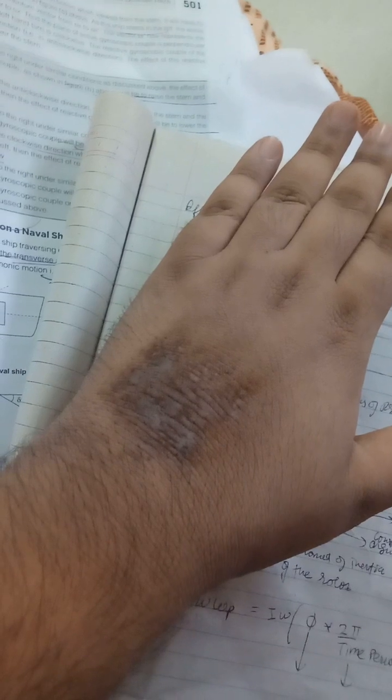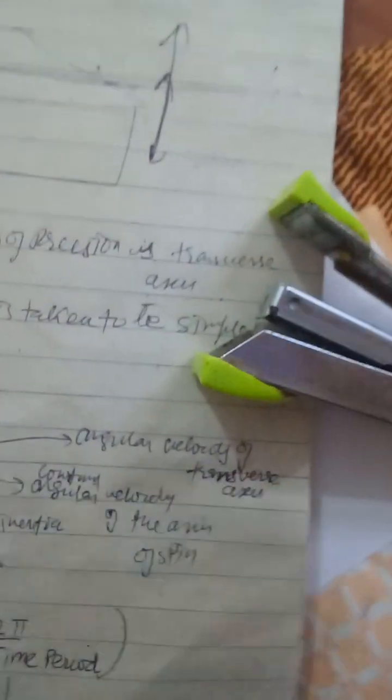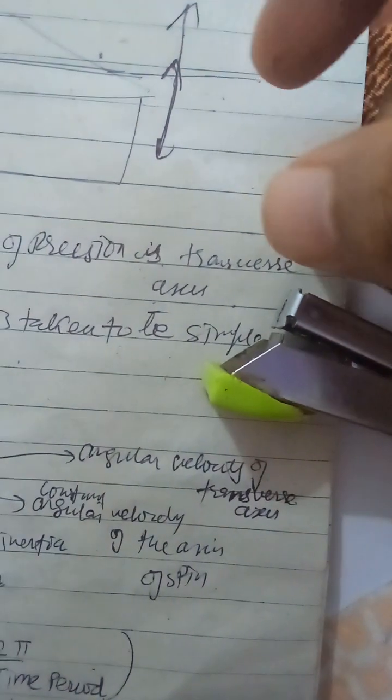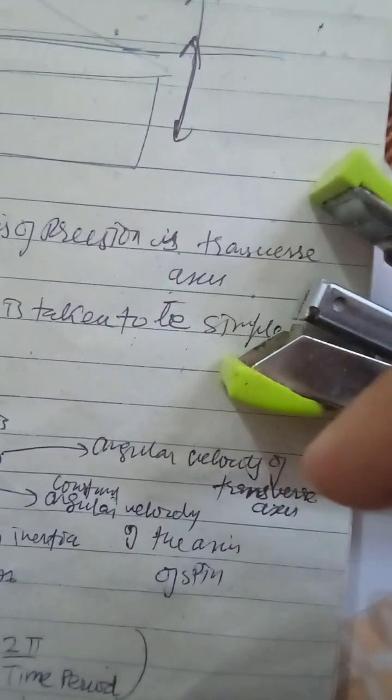What is the precession axis here? The precession axis here is the transverse axis. So whatever the angular velocity of the transverse axis is, that will be the angular velocity of precession. The angular velocity of the transverse axis is omega p.